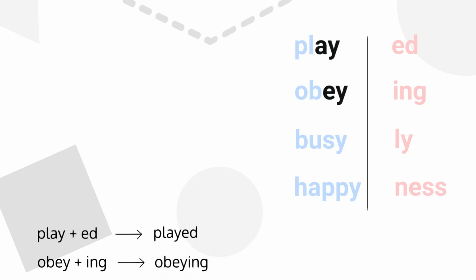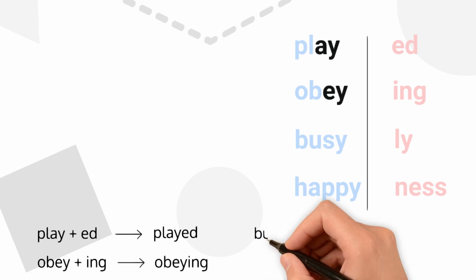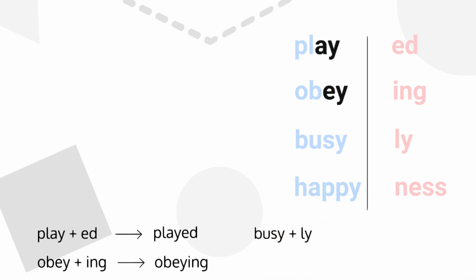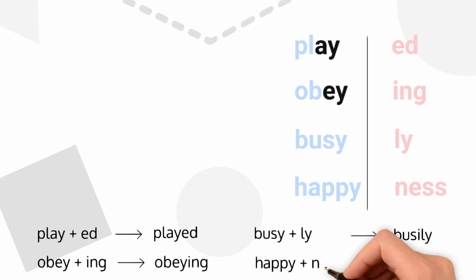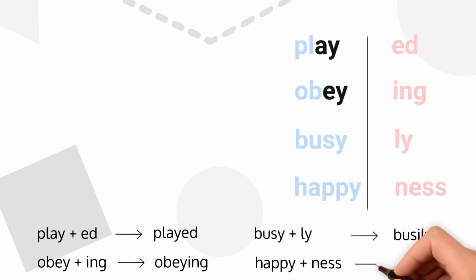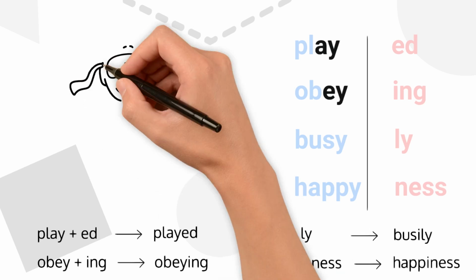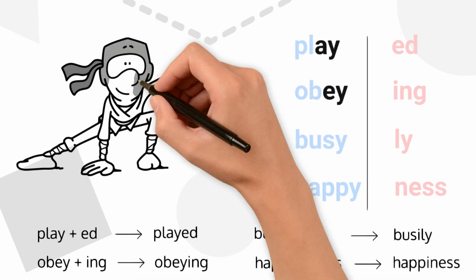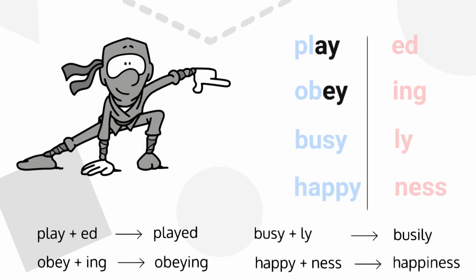But for a word like busy that ends in consonant Y, I have to apply the Y rule. Busy plus ly is rewritten bus, change the Y to an I, ly. Or happy plus ness is rewritten as happ, change the Y to an I, ness. This is the Y rule.